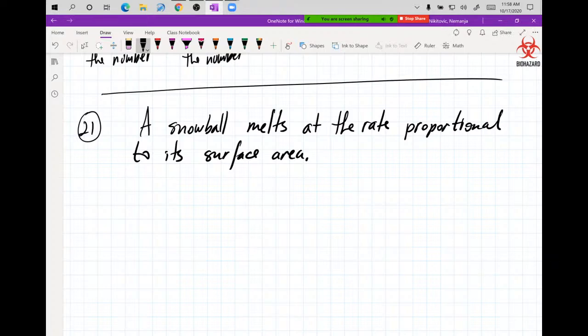Show that the rate of change of radius is constant. Oh, this is a proof. Show that the rate of change of radius is constant. You know what? dr/dt is constant.